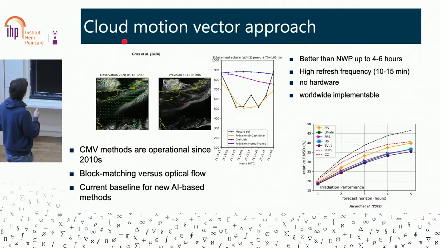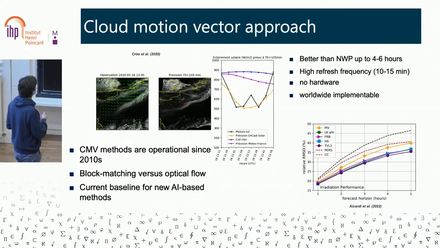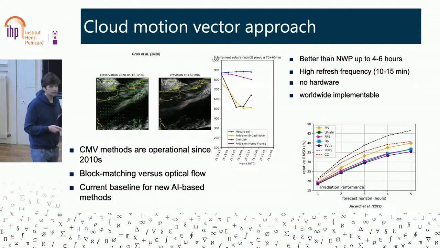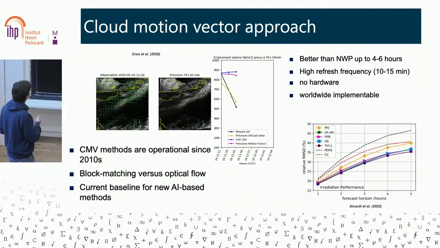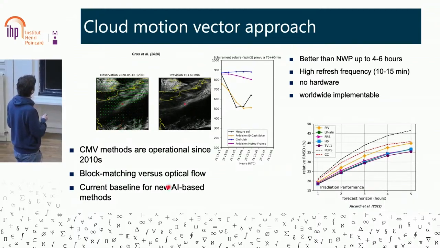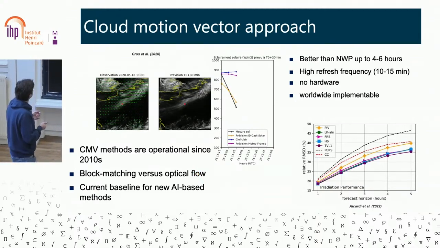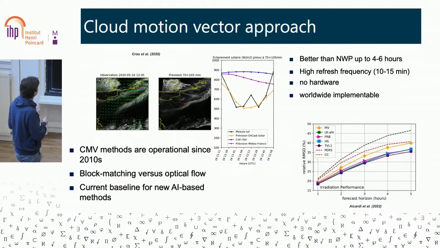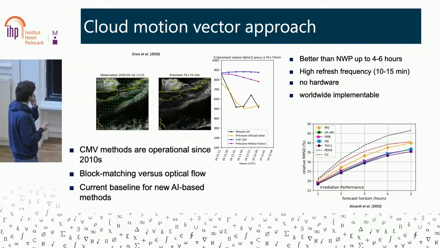The techniques to compute cloud motion, there are 2 main ones: block matching versus optical flow. Now optical flow is becoming more and more popular because it gives very smooth vectors, but the performance of the 2 techniques is very equivalent. Optical flow is just easy to implement. And this kind of method is now very well known, but it's still used as a baseline for new AI-based methods.